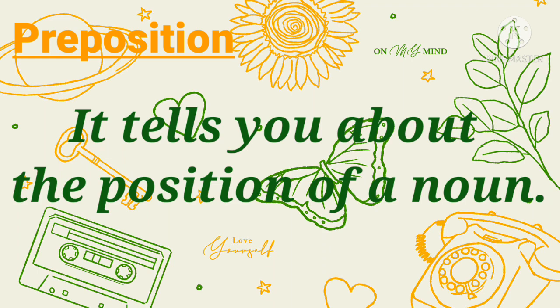For example, when you say the cat is under the desk, the cat is a noun and desk is also another noun. So where is or how is the cat related to the desk? It is under the desk. So the word under becomes a preposition.